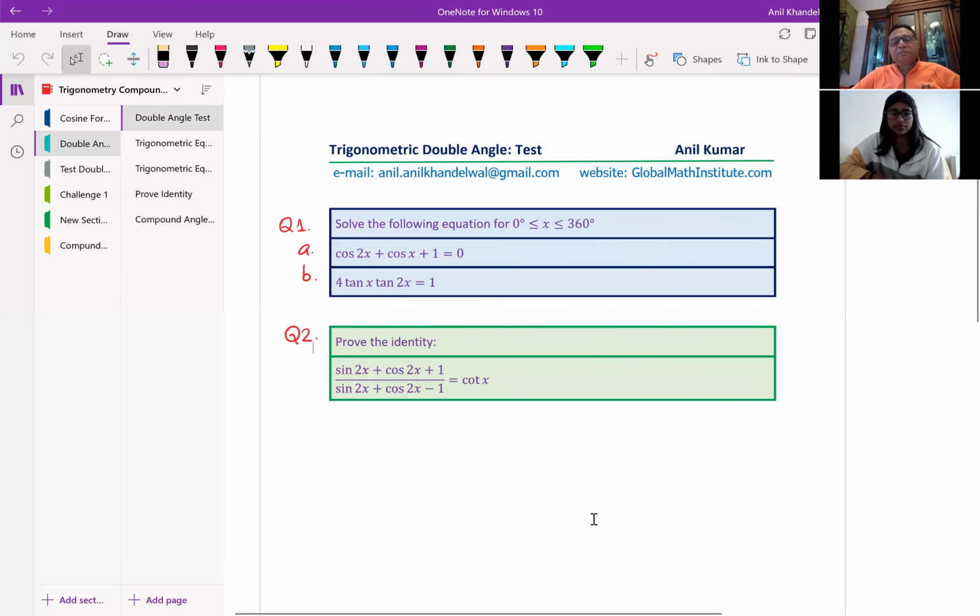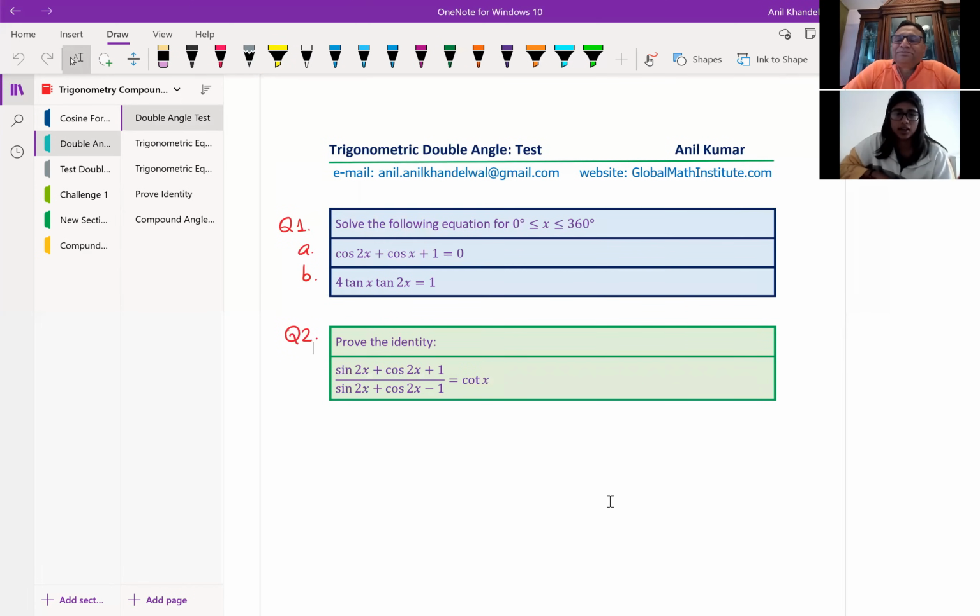Let me begin with simpler questions rather than going straight into this. Here we have two questions for you. The very first question is to solve the following equation. You can see the screen, right? Can you read the question, please? Solve the following equation for x between 0 and 360 degrees, both included. Part A, cos 2x plus cos x plus 1 equals 0. And part B, 4 tan x tan 2x equals 1.